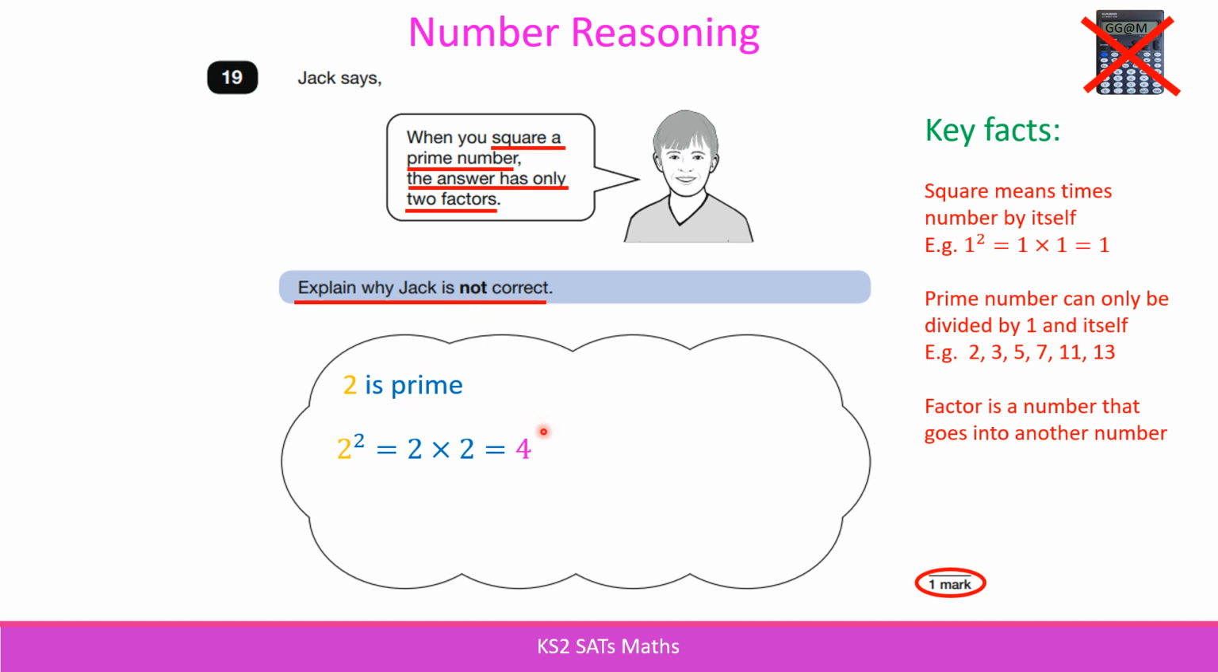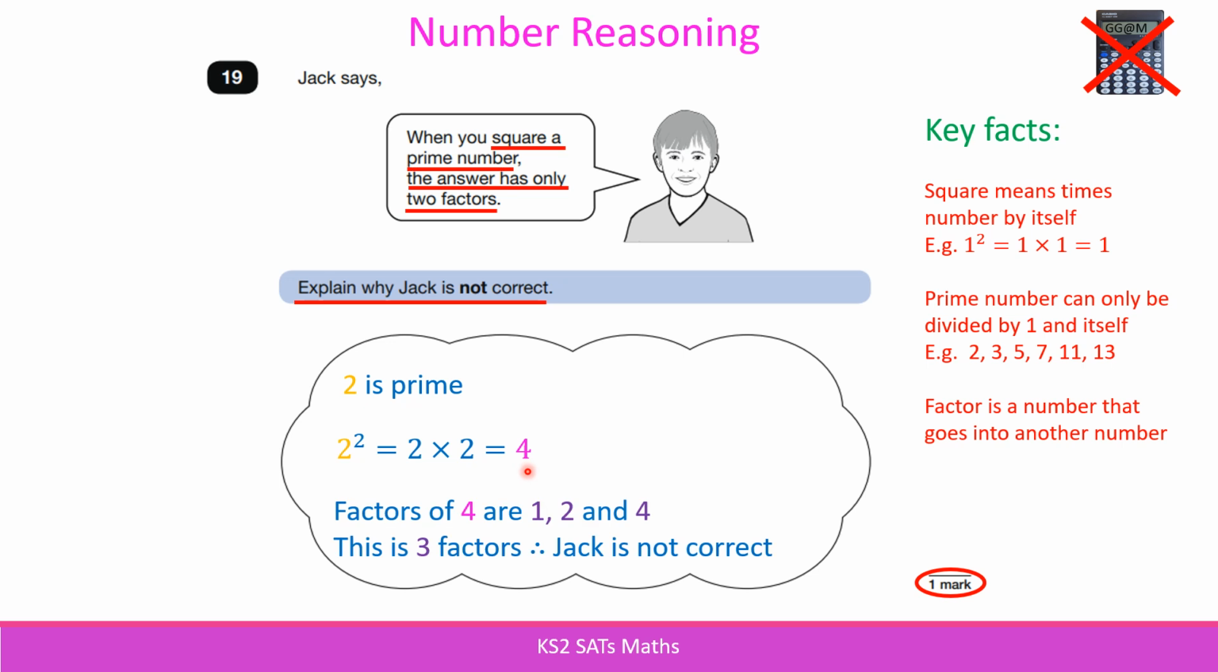So the factors are the numbers that go into 4. 1 times 4 is 4. But we also know 2 goes into 4 because it's a square number. So that means the factors of 4 are the numbers 1, 2 and 4. Now this is 3 factors: 1, 2, 3. So these 3 little dots here mean therefore Jack is not correct. You need to make sure that you have stated a prime number, squared it, and then shown that there are more than 2 factors, so there's going to be 3 factors for your answer, and explained that Jack is not correct to get the 1 mark. Give yourself a big tick if you got that correct. Great work, well done.